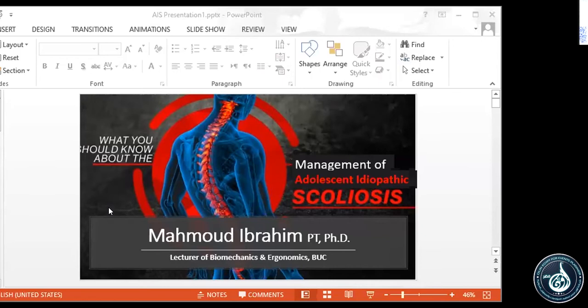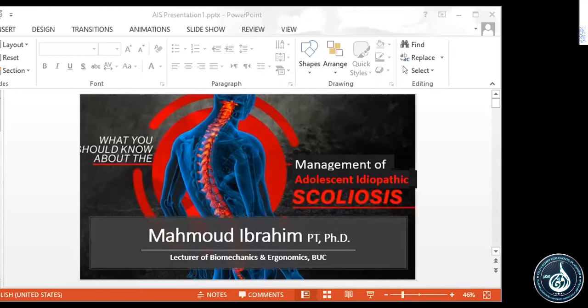Okay, according to shape, we know a classification according to the frontal plane, which is C scoliosis and S scoliosis. But according to rotation, we have two types, a 3-curve and 4-curve. What is the difference? It differs a lot in treatment of these cases.